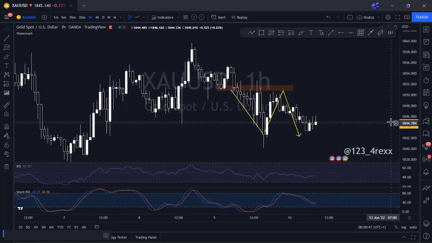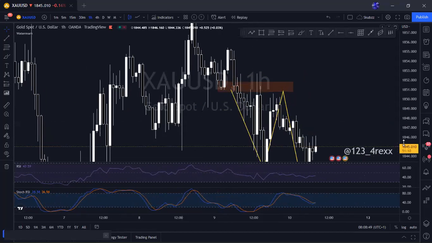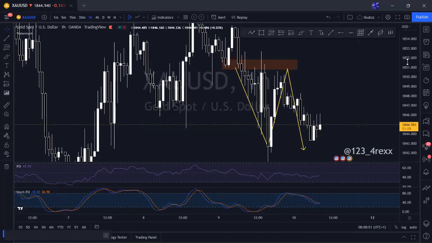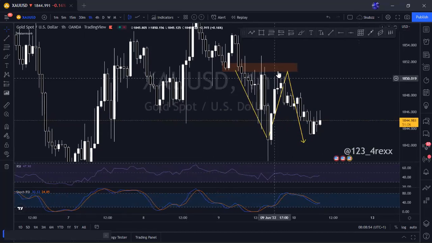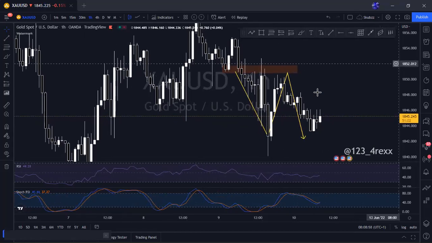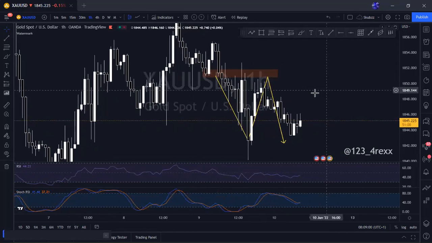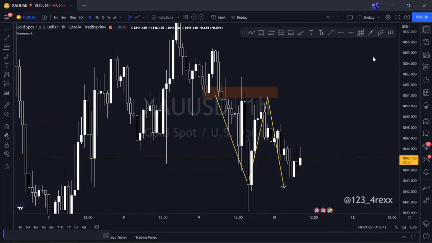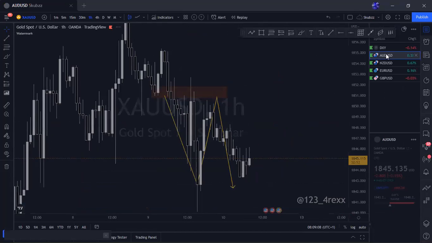Okay, the analysis we had on gold actually worked yesterday. Did anyone catch it? Yeah, seems no one caught it. Let's continue. Let's start with AUD USD.